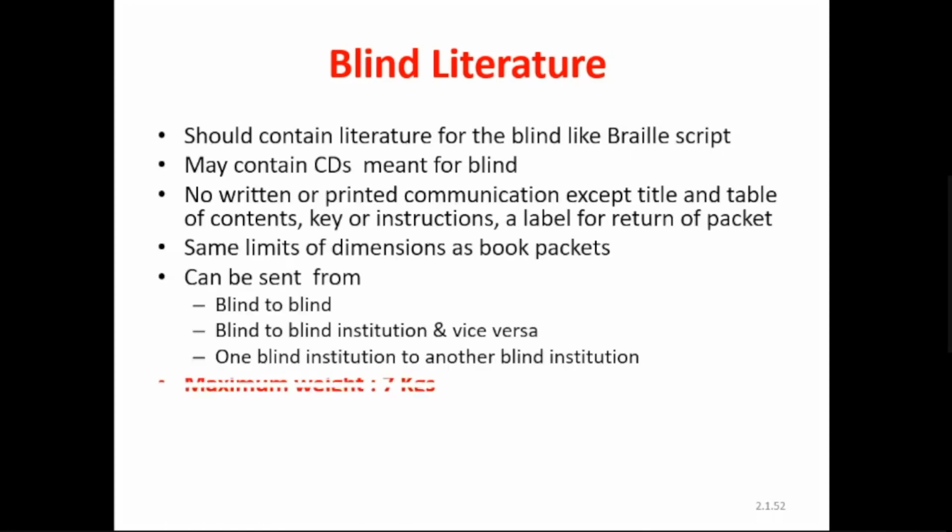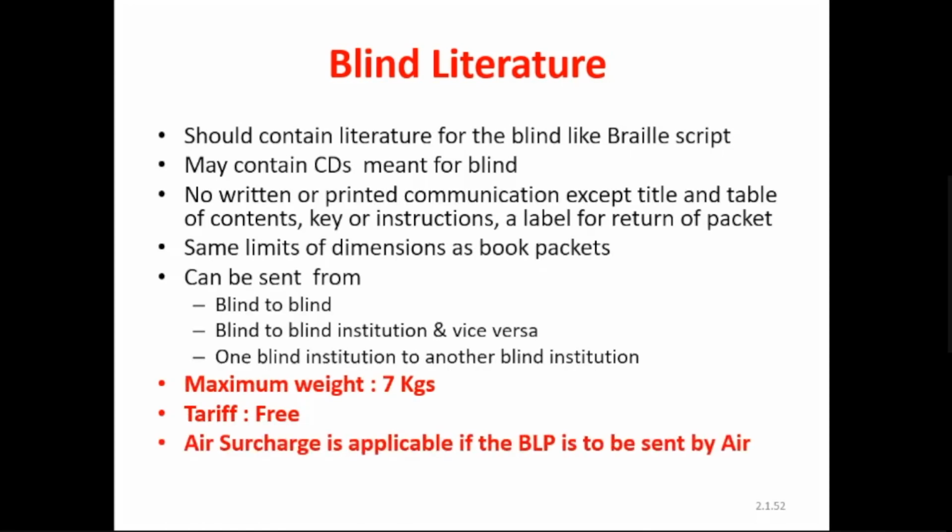The next clause which we are going to see is about blind literature packets. So what is a blind literature packet? The blind literature packet should normally contain literature for the blind. Generally, this is intended only for visually impaired persons. These may contain any literature for the blind, like braille script, and CDs meant for the blind may also be included.